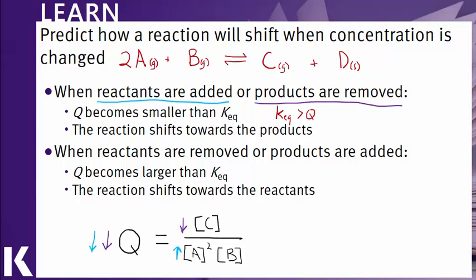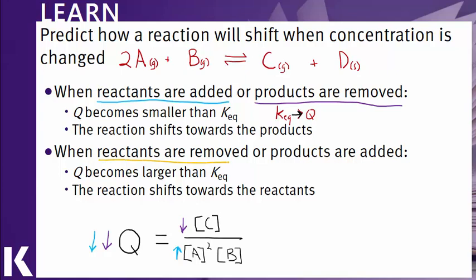When we add reactants or remove products, thereby causing Q to become smaller than KEQ, then the reaction will shift towards the product. When the equilibrium constant is on the left and the reaction quotient is on the right, I like to draw a line, creating an arrow. This right arrow reminds me that the reaction will shift towards the product.